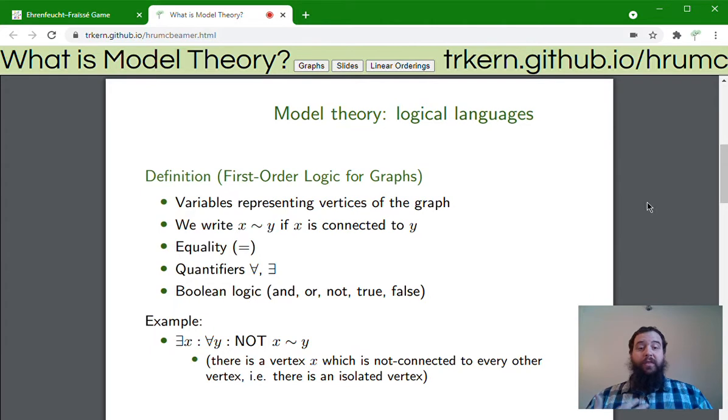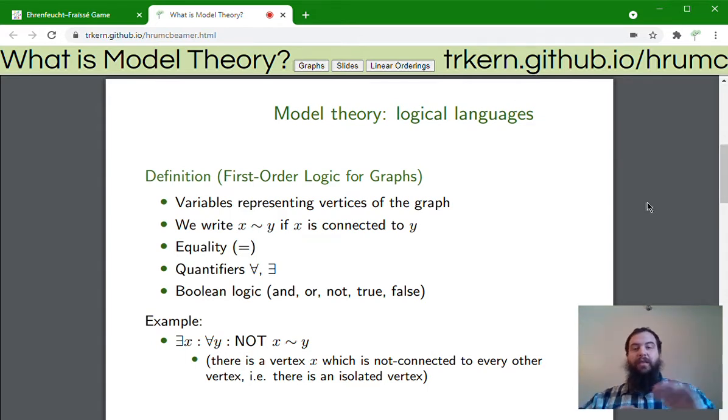We have some sort of notation. Here I'm using x ~ y to indicate that x is connected to y by an edge. We have equality to represent if two variables represent the same vertex of the graph. We have quantifiers, so we can say something like for all vertices of a graph, or there exists a vertex of the graph. And we have Boolean logic: and, or, not, true and false, those sorts of things. And this is it. These five things define this particular language.